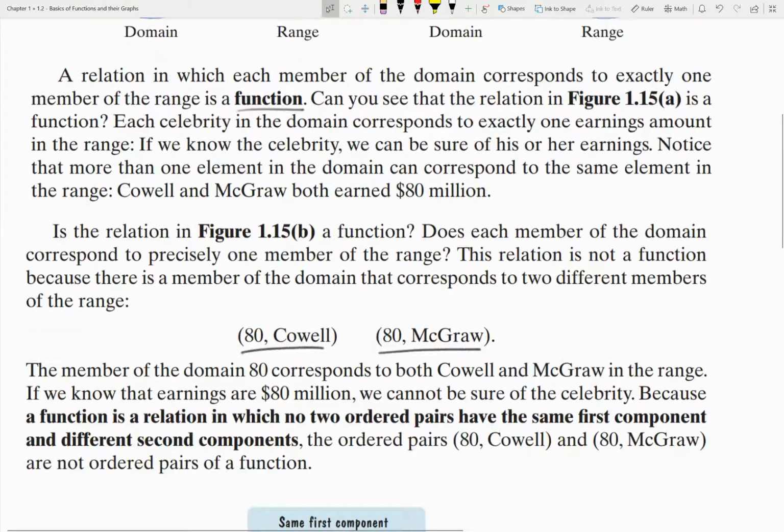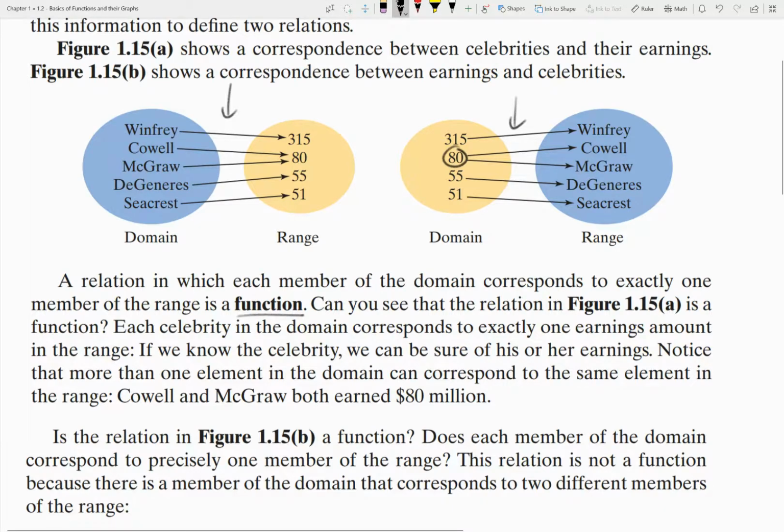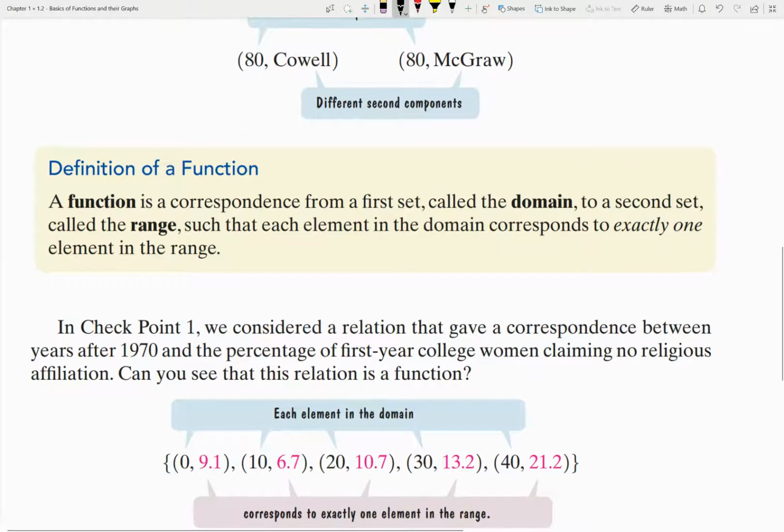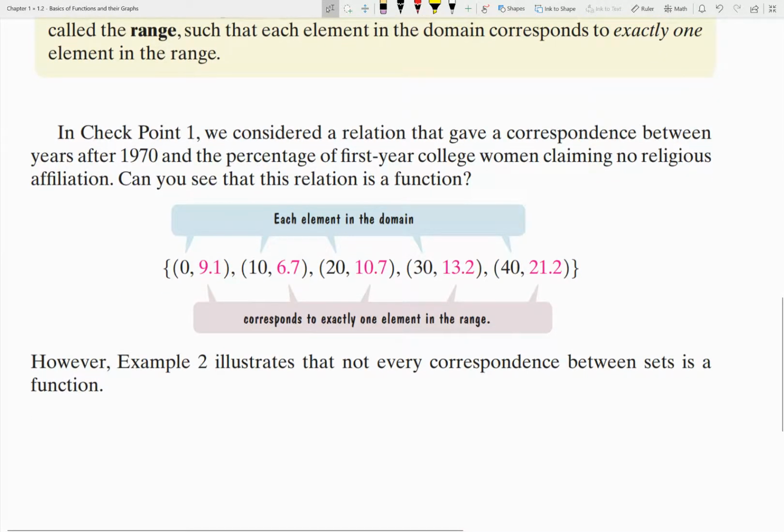Now, like in the first one on the left side here, these two correspond to one number. They're both the same number, but that doesn't matter as long as all of the inputs correspond to one output. Back to our college example, you can see that every input is different. Years after 1970 makes sense, right? They're all going to be a different number. So because all the x values are different, this illustrates a function.